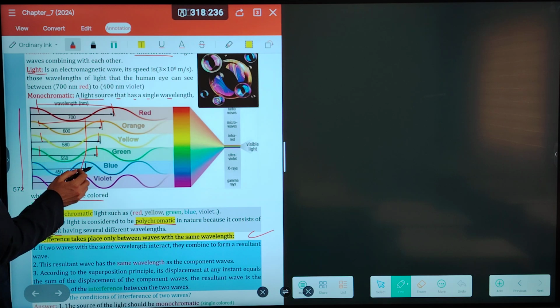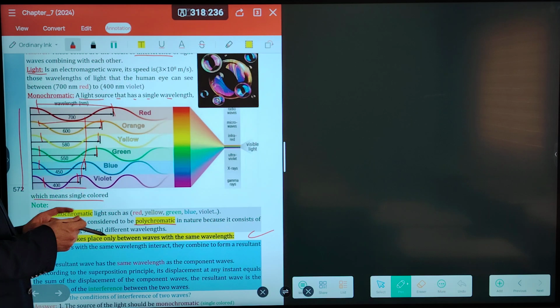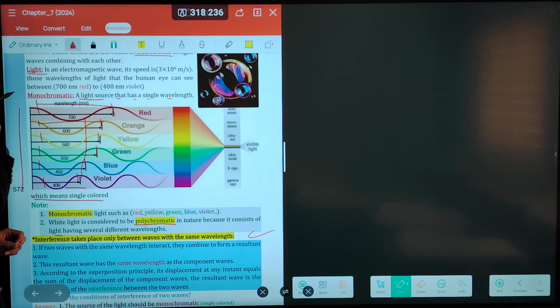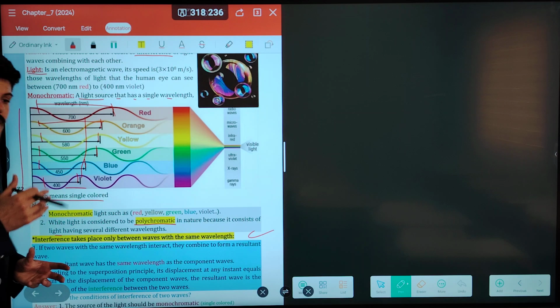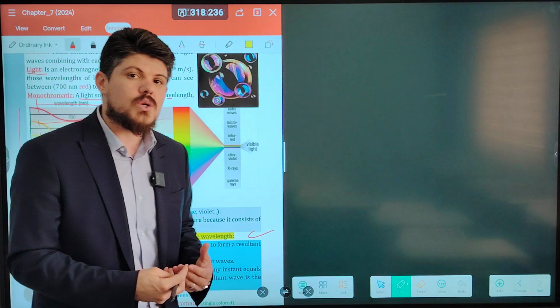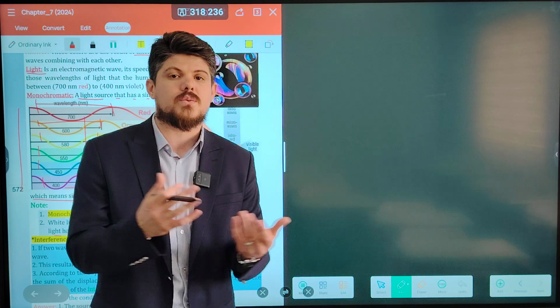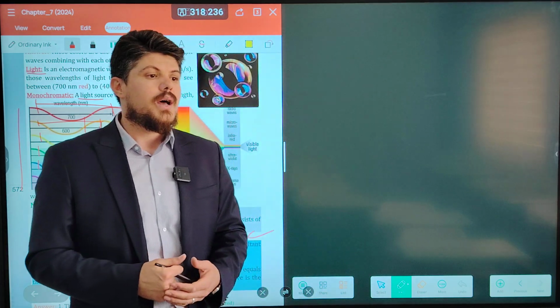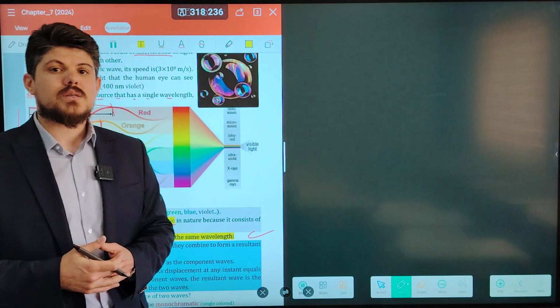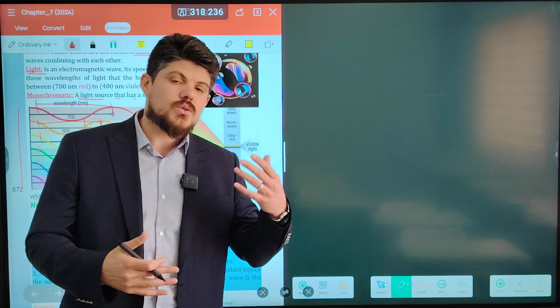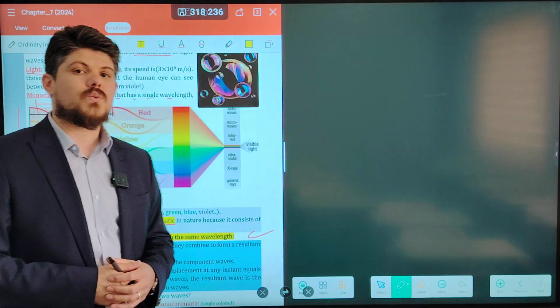Green is smaller than yellow, blue is smaller than green, and the shortest one is violet. As we are moving down, what happened to the wavelength? The wavelength decreases. Each color has its own wavelength. No two colors have the same wavelength. Two different colors have different wavelengths.